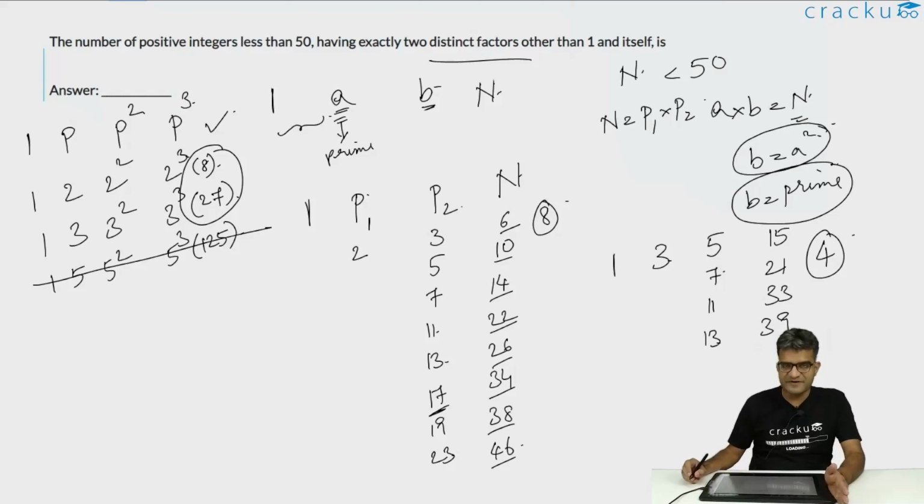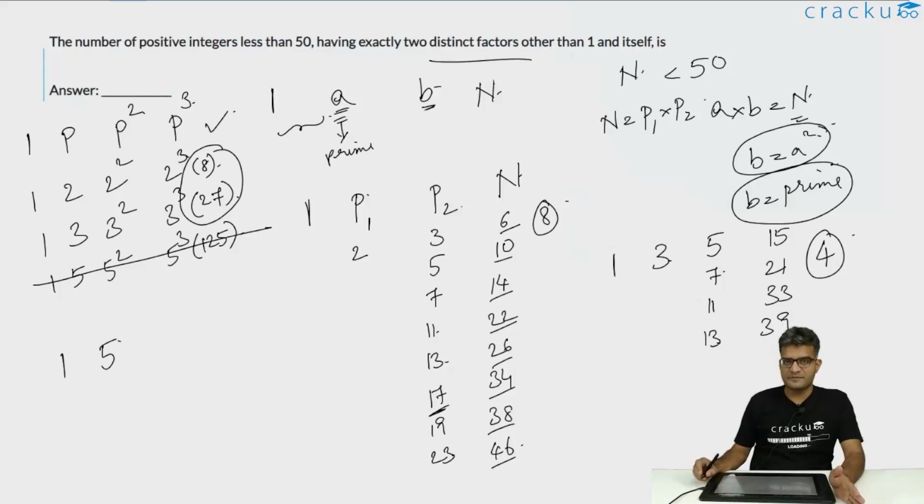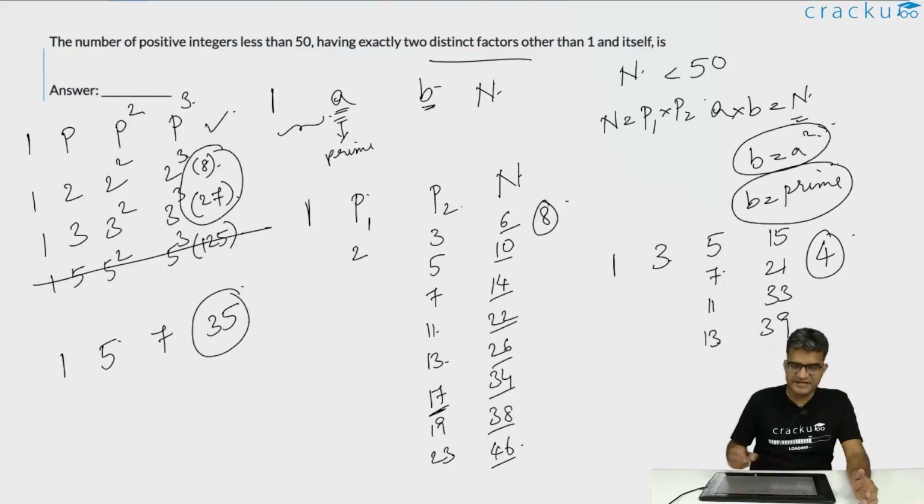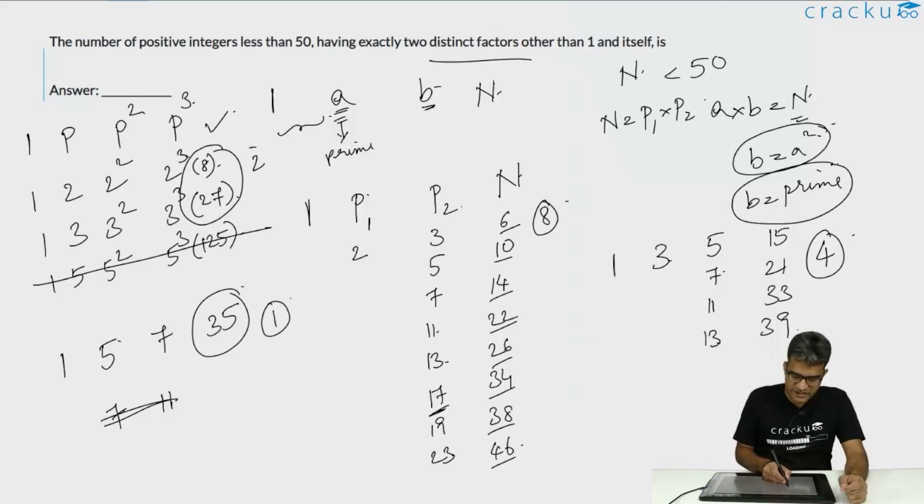What will happen when p1 is 5? So we have 1, 5 and the second prime number p2 has to be 7. The next prime number is 11, 5 into 11 is 55, which is greater than 50. So this will be 35. So the value that n will take is 35. If the first prime number is 7 and the second prime number is 11, the product itself is 77. So this can be cancelled. So the total number of values is 2 over here.